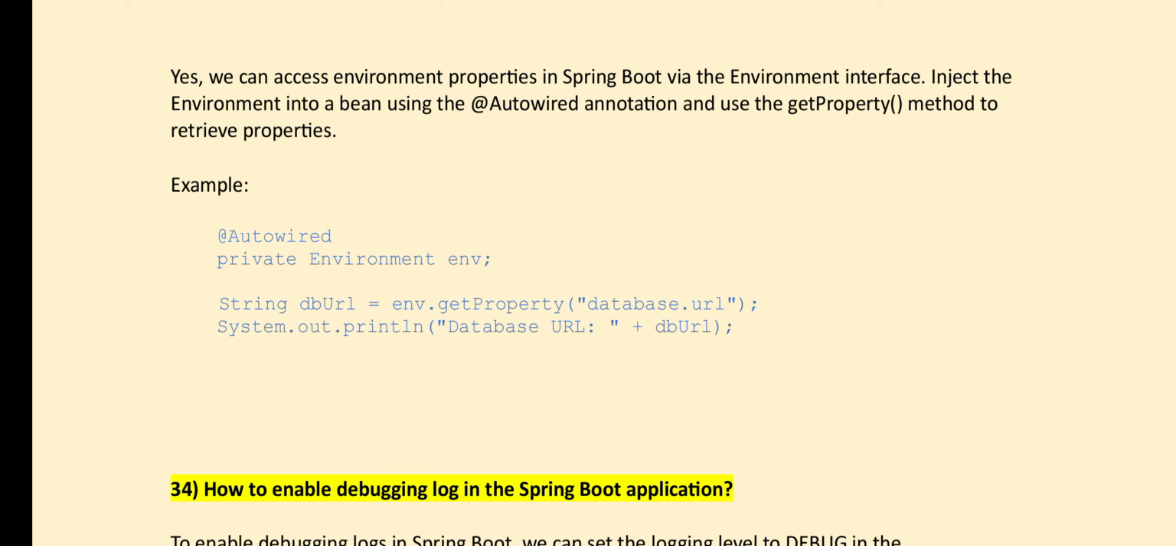For example, you can see here we have an environment property. We are annotating with @Autowired and we are getting the environment variables by using environment.getProperty. Inside that we need to use database.url. We are trying to get the URL of the database and we are printing that by using a SOP statement.